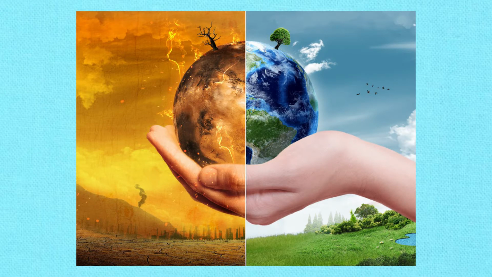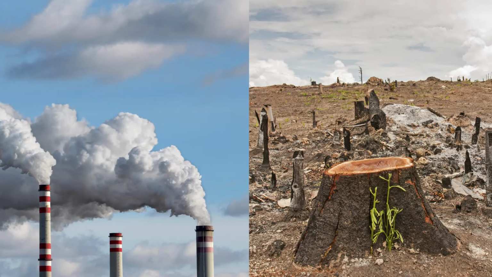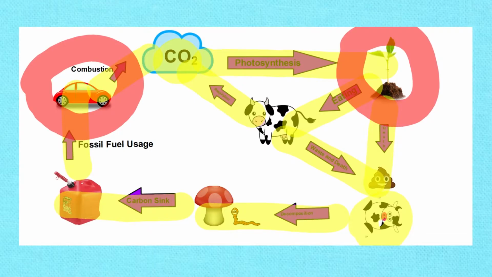So deforestation jacks up the right side. Burning of more fossil fuels, whether it be in cars or factories, jacks up the left side. If either side gets messed up, it's going to create an imbalance because the cycle wants to be all chill and balanced out. That's the carbon cycle.